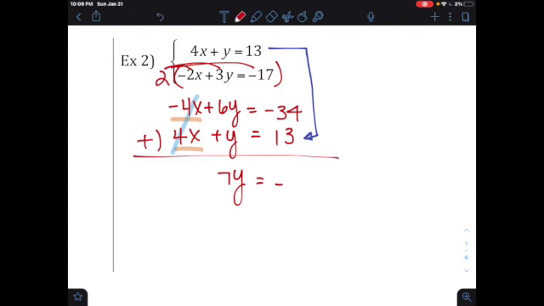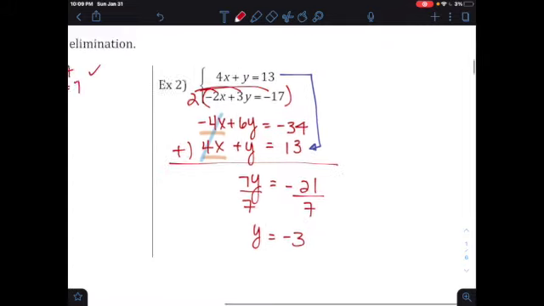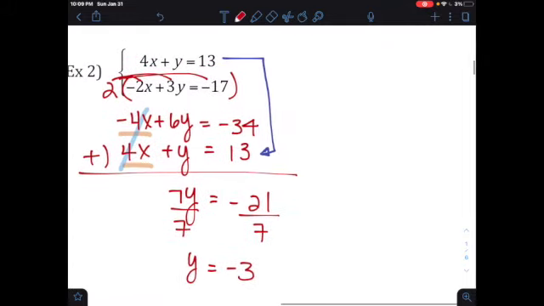That's going to be negative 21. Divide by 7 on both sides. That will be y equals negative 3. And then what you're going to do is you can plug into either equation. So I'm going to plug into the very first one.